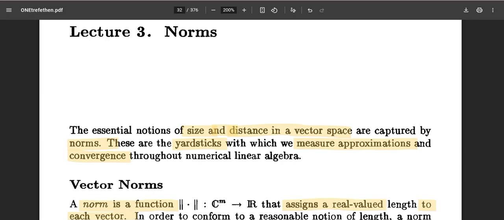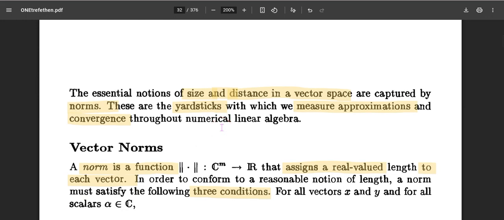It also helps us understand the rate of convergence, and how the iterative algorithms that we are going to introduce later in the lecture series will converge to the true solutions using numerical linear algebra algorithms. So a norm can be a vector norm or a matrix norm.